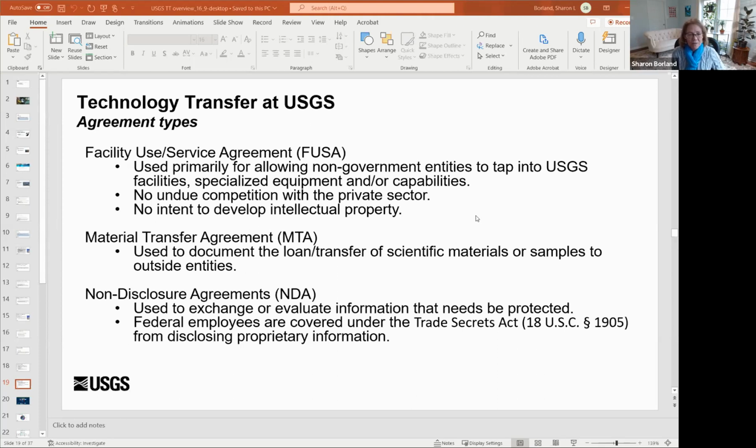So, with or without a non-disclosure agreement. Technically speaking, we wouldn't even need to have a non-disclosure agreement because we have the Trade Secrets Act. But most companies do want an agreement in place, or a state might. And so we have developed templates for that purpose.